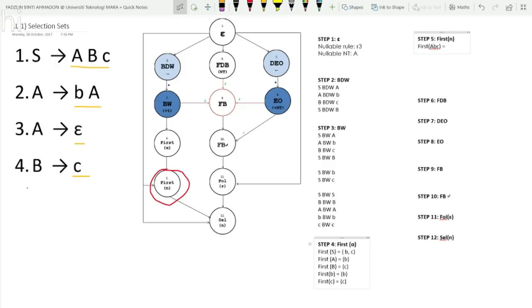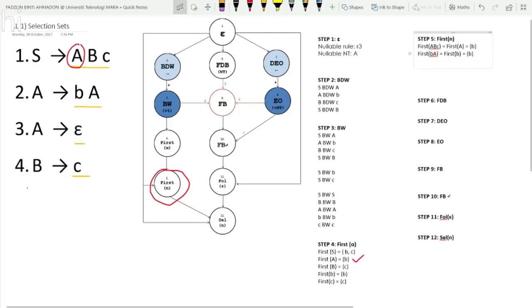First ABC is the first for the symbol that you see, the first symbol. So the first symbol is A. Therefore, first ABC equals first A, which, as we have generated in step 4, is B. Okay, and then first BA, so the first symbol over here is lowercase b, and from step 4 we know that first B is B. Sorry, this is uppercase B.